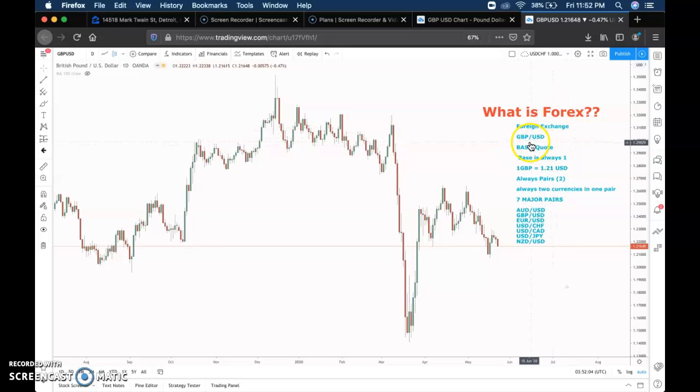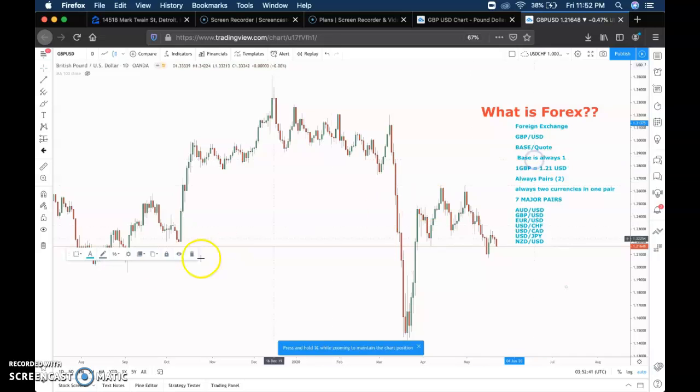You always have pairs. GBP USD, right? We're looking at this pair. It's base pair to the quote pair. Base is always 1. So in this pair, 1 GBP equals $1.21 US dollar, because the exchange rate is 1.21. There are always 2 currencies, and these are the 7 major pairs: AUD USD, GBP USD, Euro USD, USD Swiss, USD CAD, USD JPY, NZD USD. So what I'm doing right now is just teaching you the basics. You can write that down.